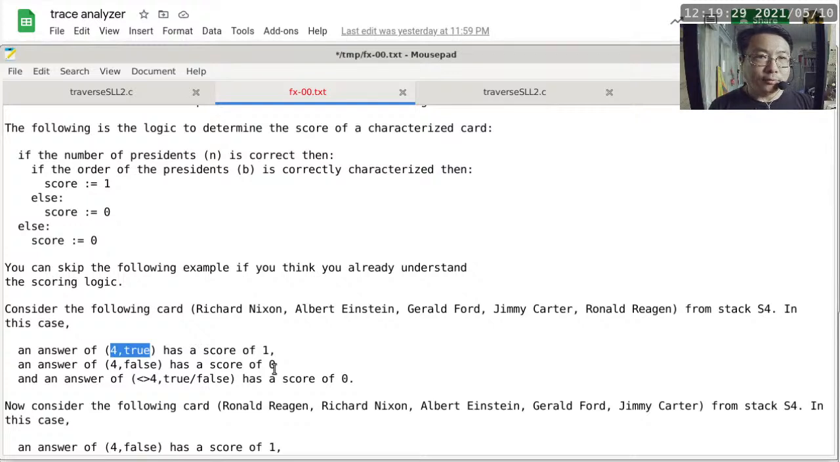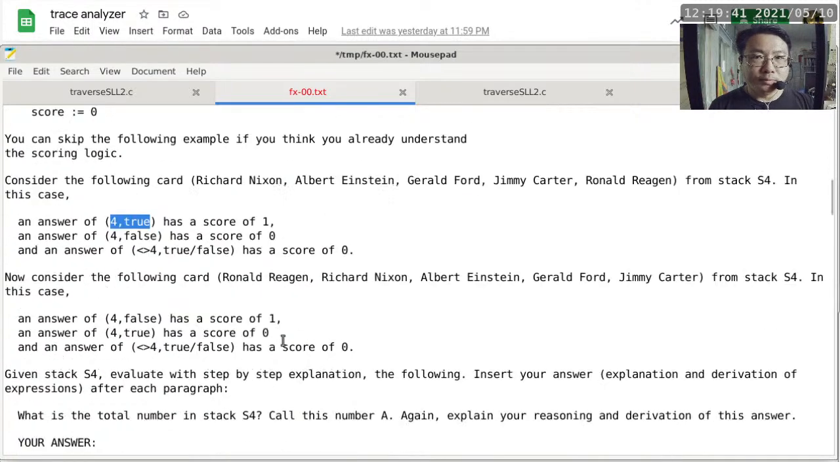Okay, does that make sense so far? To get 1 point, the student has to identify the number of presidents correctly, and also whether the presidents are correctly ordered within those. The second example has Reagan, Nixon, Einstein, Ford, Jimmy Carter, and obviously the 4 presidents are in the wrong order. So 4 is correct. False is also correct, because the 4 is referring to 4 out of the 5 names being presidents, and the false indicates those presidents are not listed in the correct order. By identifying these two, the student gets a point of 1.